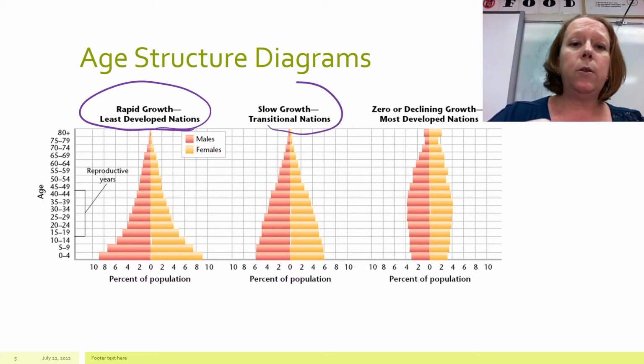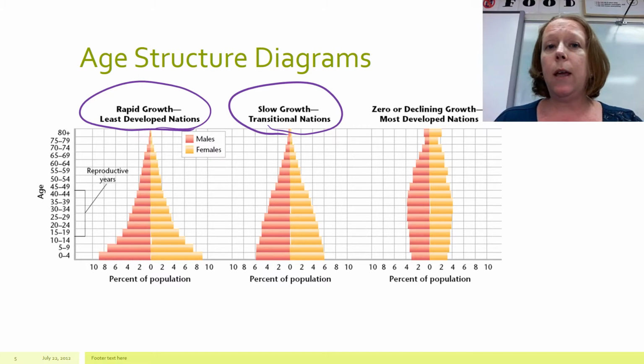When countries move into that transitional stage, we see the base start to narrow a little bit as those birth rates decline, as we saw on the previous slide. So that's where the population growth starts to slow.